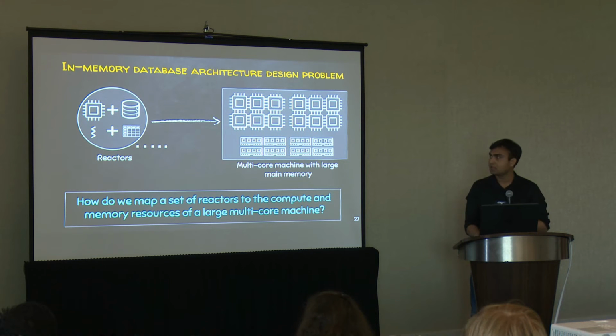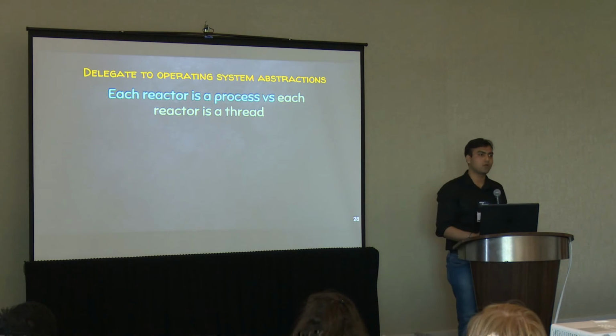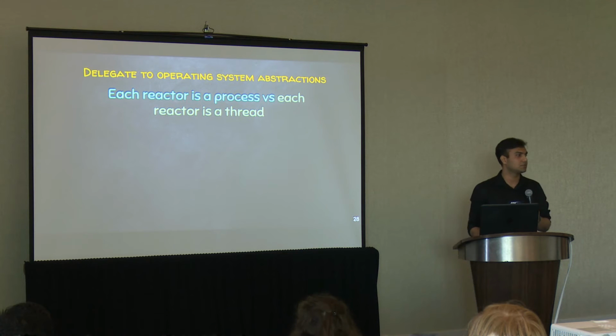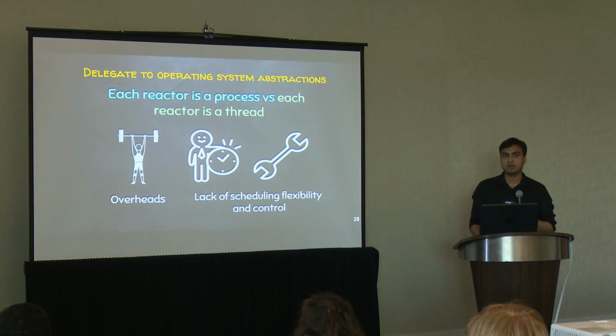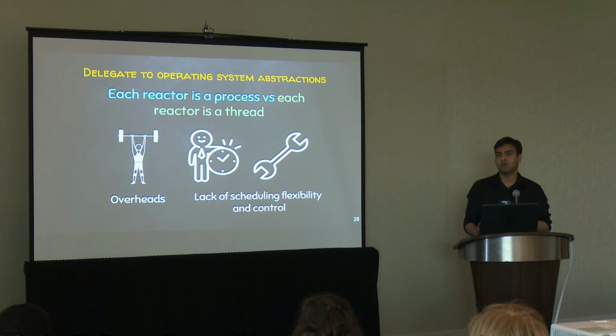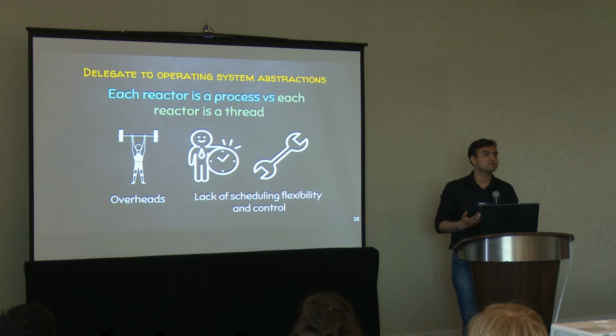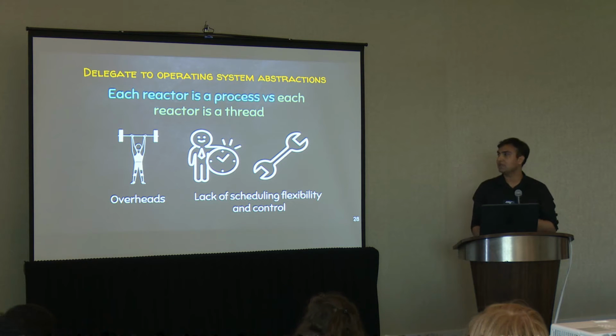So our architecture design problem is how do we map a set of reactors to the compute infrastructure of this machine? So one option is to delegate to operating system abstractions. So we could model each reactor either as a process or a thread, but that is not very desirable because it has overheads, and also it takes away a lot of the flexibility and control that you can exercise in a database system.